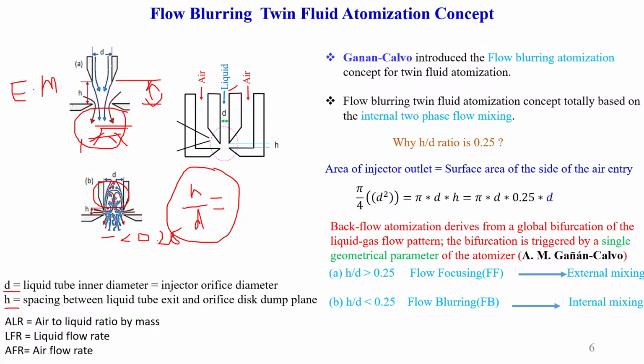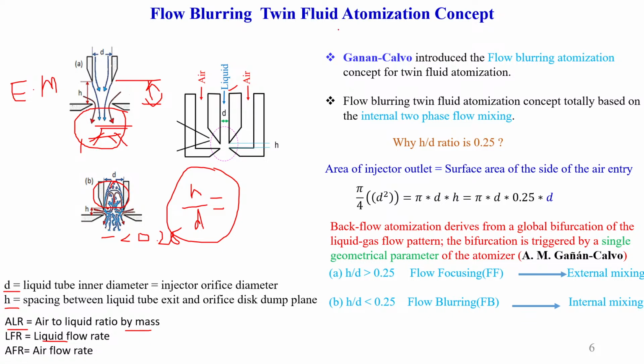Okay, so this is the simple geometrical or schematic representation of the flow blurring twin fluid atomizer. Here I would like to give some of the abbreviations used in this presentation. ALR, air to liquid ratio by mass, LFR, liquid flow rate, and AFR, air flow rate.